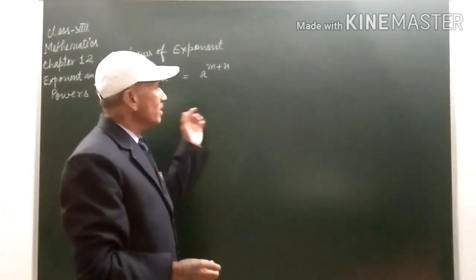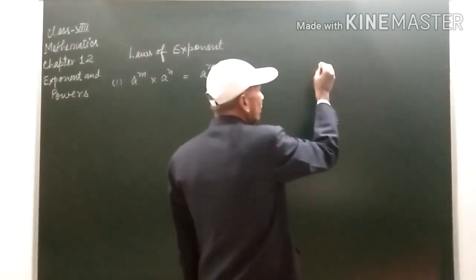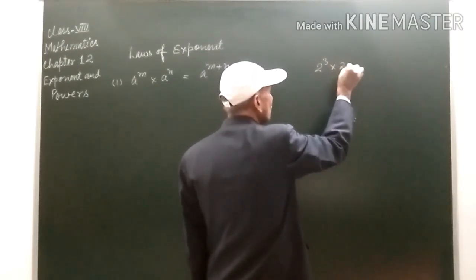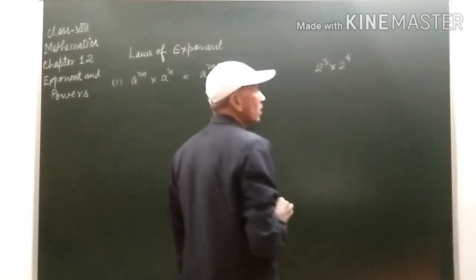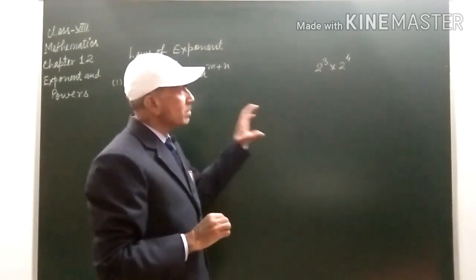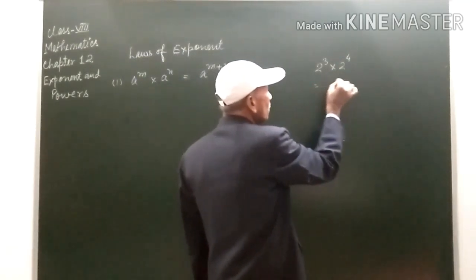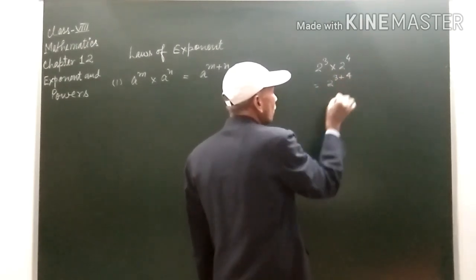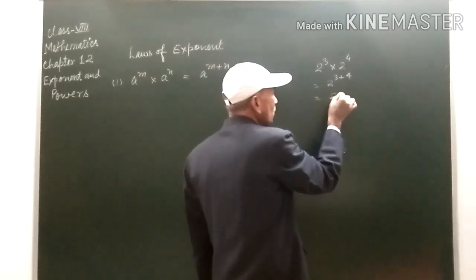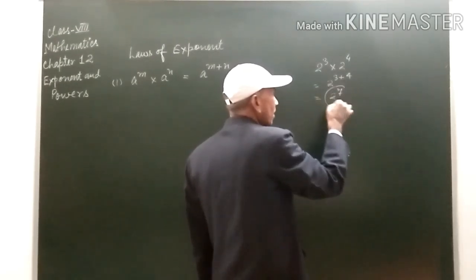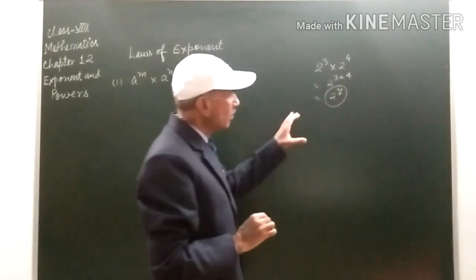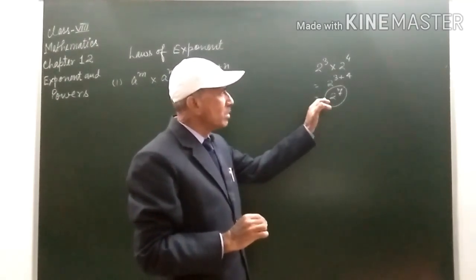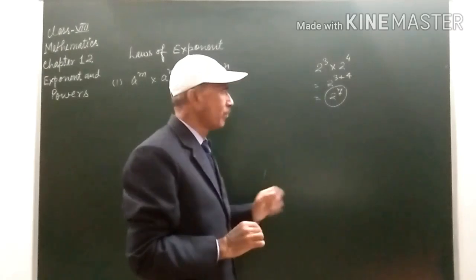And for example, there is a number 2 to the power 3 into 2 to the power 4. Clear, friends? So, it will be 2 to the power 3 plus 4, and it will be 2 to the power 7. And what will be the value of 2 to the power 7? We have to multiply it 7 times itself.